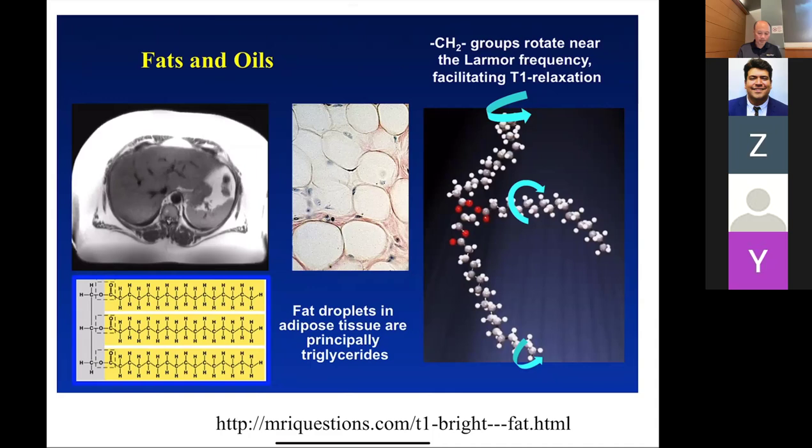The other thing that typically has very short T1s is things like fats and oils, a lot of the stuff you're going to consume over the Thanksgiving holiday. Those tend to have a short T1 because those bound hydrogen protons, just because of how they rotate, tend to have the right tumbling rate, at least for the field strengths we're using.